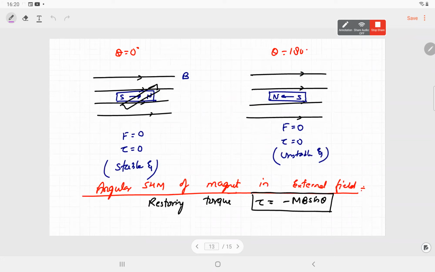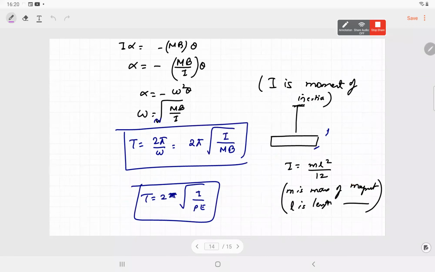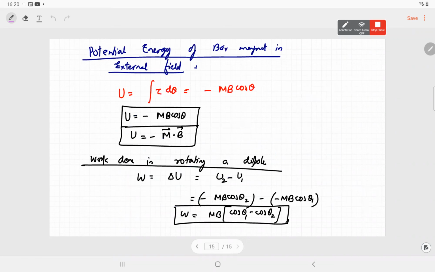Theta equal to 0 is the position of stable equilibrium. Theta 180 is the position of unstable equilibrium. There is a torque applied on it, which acts as a restoring torque, so it starts performing angular SHM. Okay, potential energy and work done.